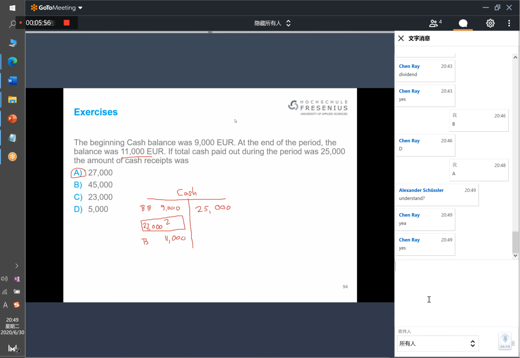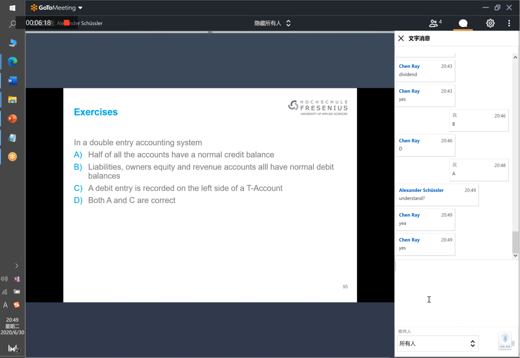In a double entry accounting system, half of all the accounts have a normal credit balance. Liabilities, owner's equity, and revenue accounts all have normal debit balances. A debit entry is recorded on the left side of a T account. Or both A and C are correct. Which is the correct answer? Think about it on your own first.